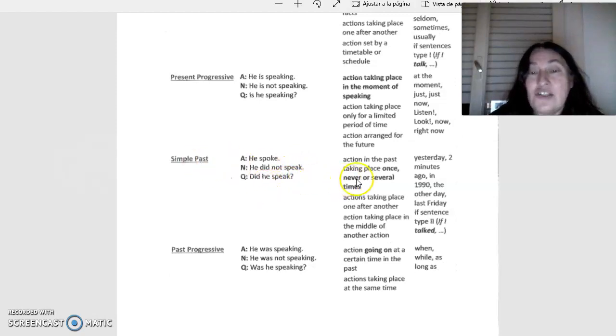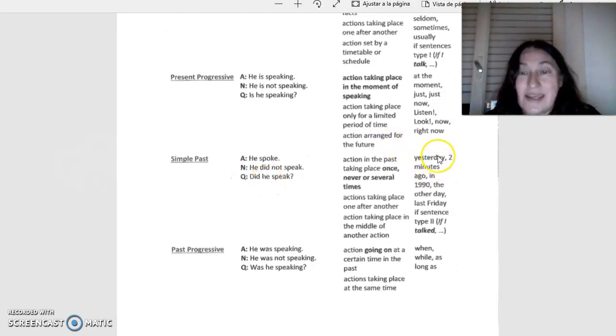The simple past is used for, of course, actions that took place in the past, but at a very definite point in time in the past. That is what makes it so different from the present perfect. And it usually comes together with certain expressions. If it says yesterday, you know it is simple past.